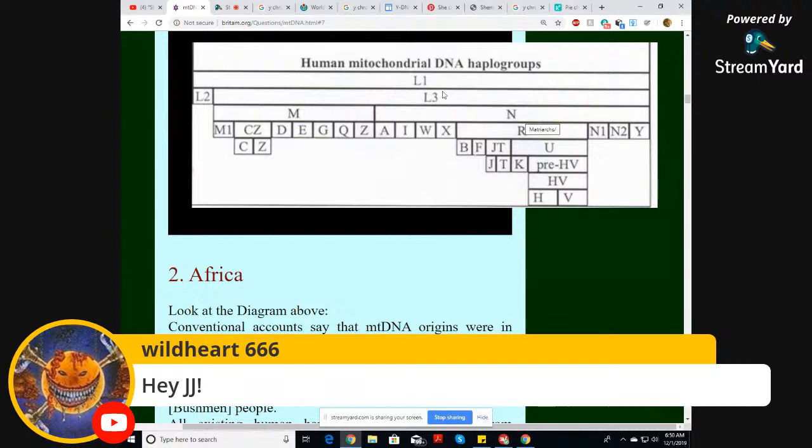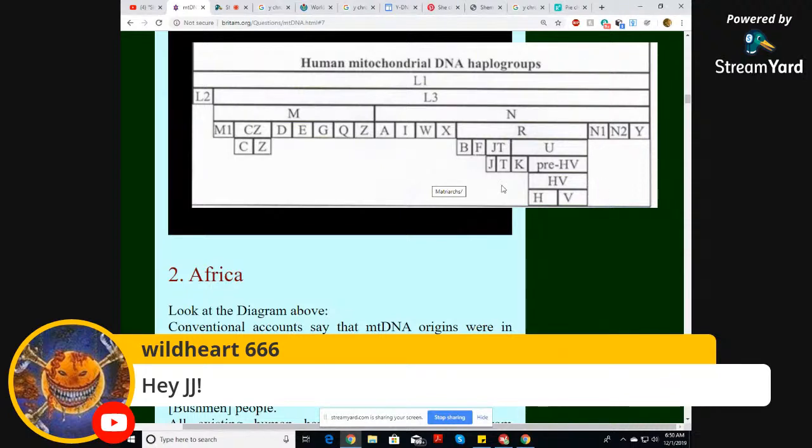So the letters would go like this. It would be L, M, N. And then these letters are subdivisions under M. These letters are subdivisions under N. That's the way it works. They're supposed to work, but it's really very confusing, especially when you put it next to the Y chromosome DNA.